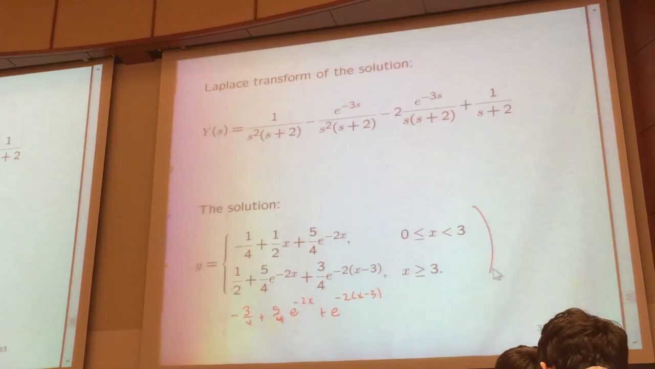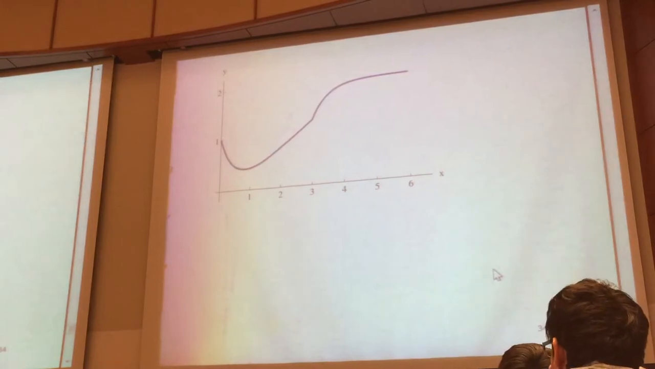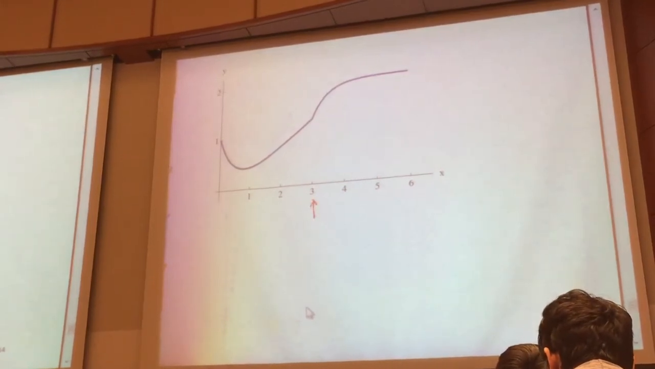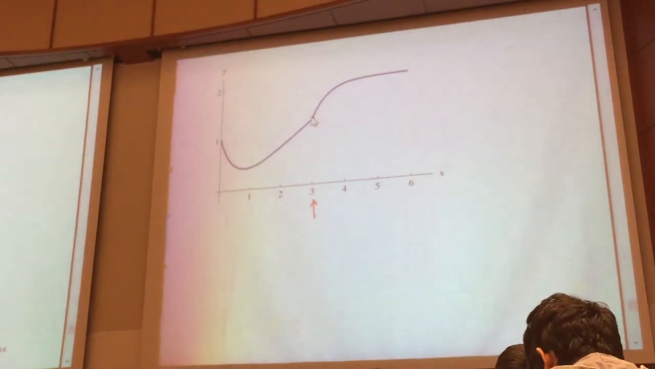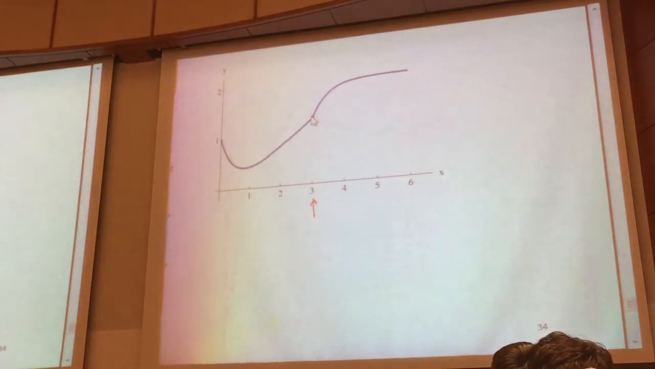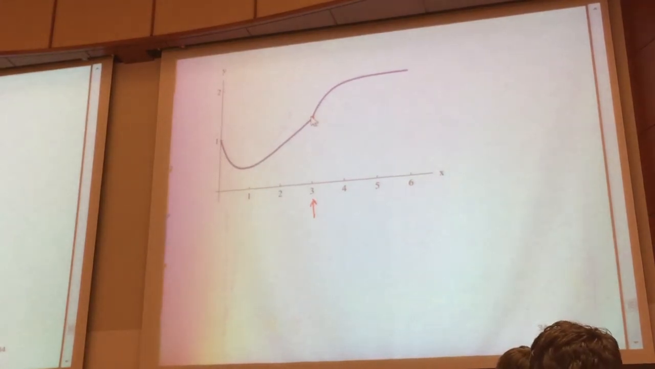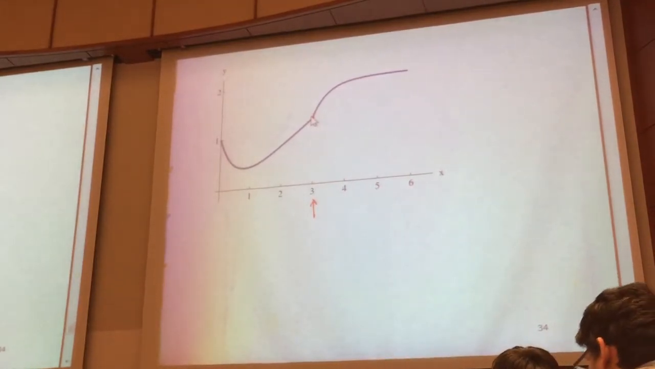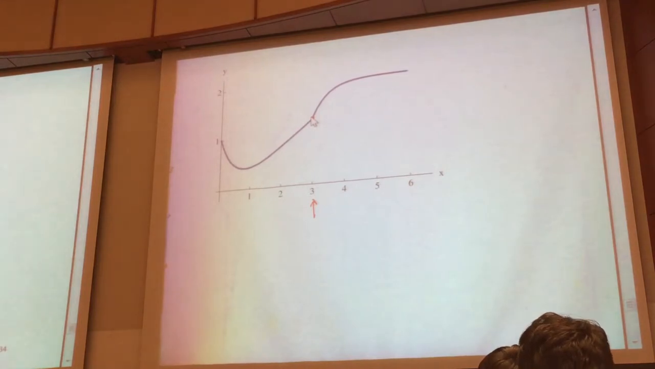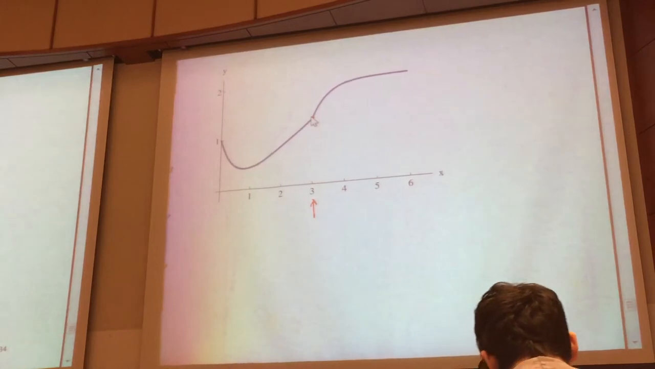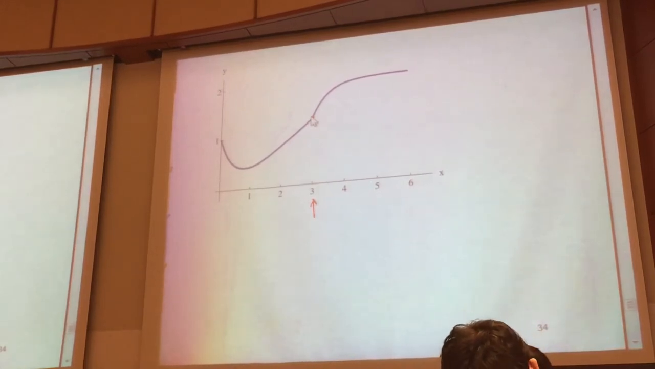I graphed this because I want to show you something. The graph looks like that. I will call your attention to 3, and notice the graph is continuous at 3, but not differentiable. That's because my piecewise function was not continuous at 3. It had a jump. So my solution is continuous, but it is not differentiable. The y prime in that equation has a jump, so the derivative doesn't exist. This is typically what happens when your forcing function is a piecewise function with jumps. Your solutions will be continuous, but will have discontinuous derivatives, typically, at the jumps.